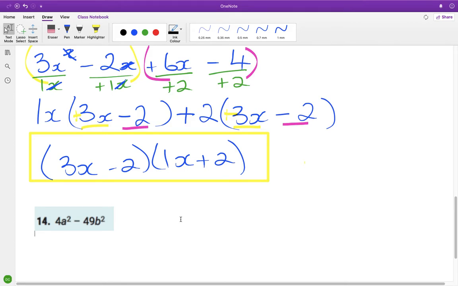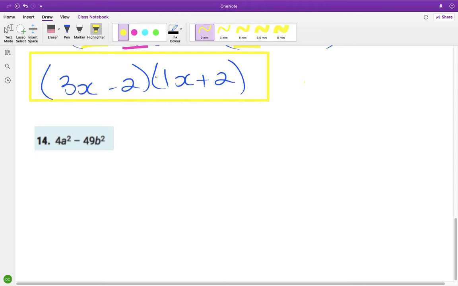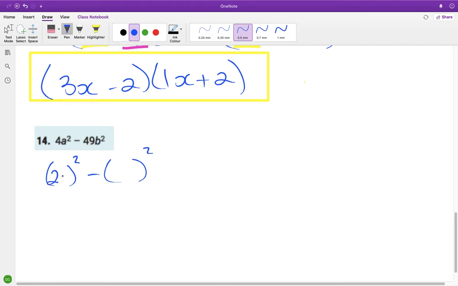So with this one, 4 is a special number and 49 is a special number. Special number, square numbers. Okay, so we can open a bracket here and put in our square, and open a bracket here and put in our square. So what squared makes 4? It's 2 and then the a.